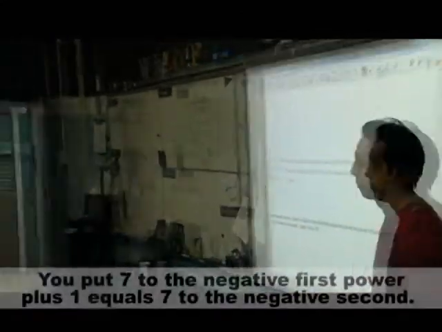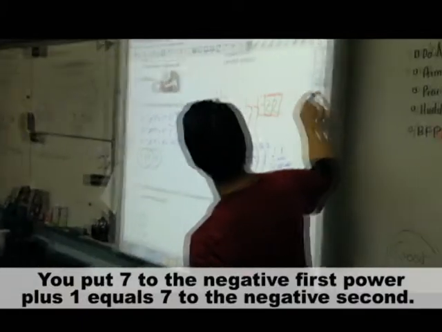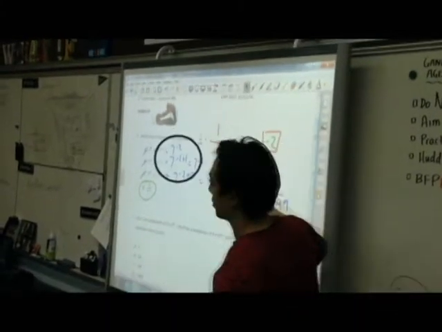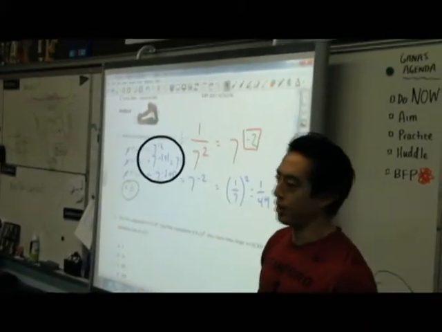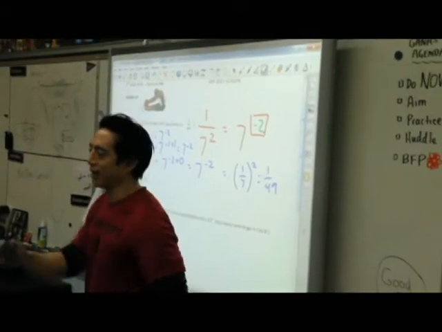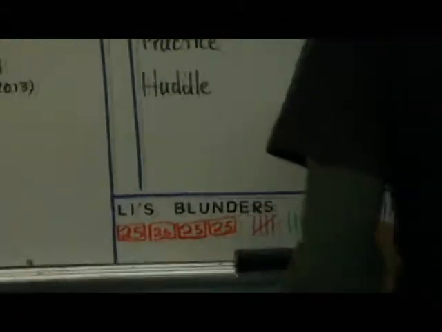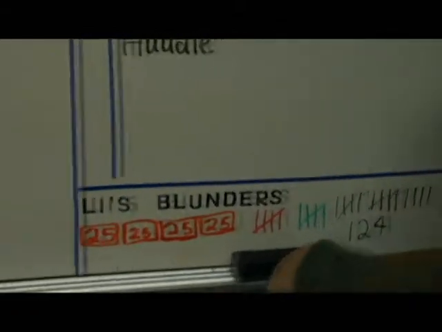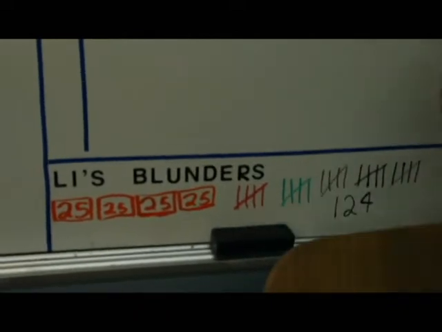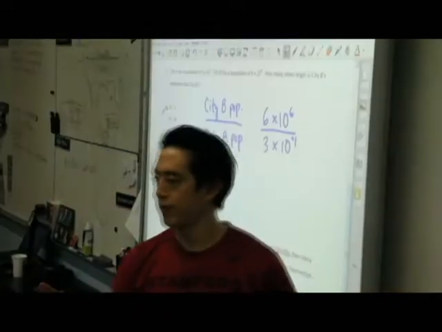Logic rules. Yes, Al? Equals 7 to the negative first plus 1 equals 7 to the second power. Is that a blunder? Yes, it is. Sorry, folks. Thank you. Love the attention to precision there, right? Right here should not be negative 1. It should be negative 1 minus 1 equals 7 to the something.